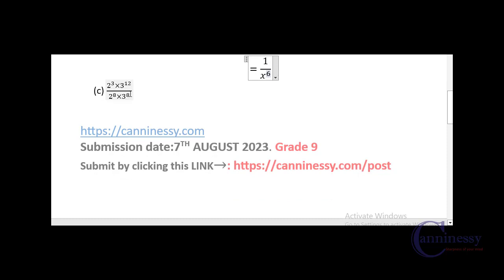Okay. Then C, if you can notice C here, we're going to apply the first and the second law. Remember, when the bases are the same, we take a single base and we either add, minus, or multiply the exponents. So in this case, we're going to add or minus them.